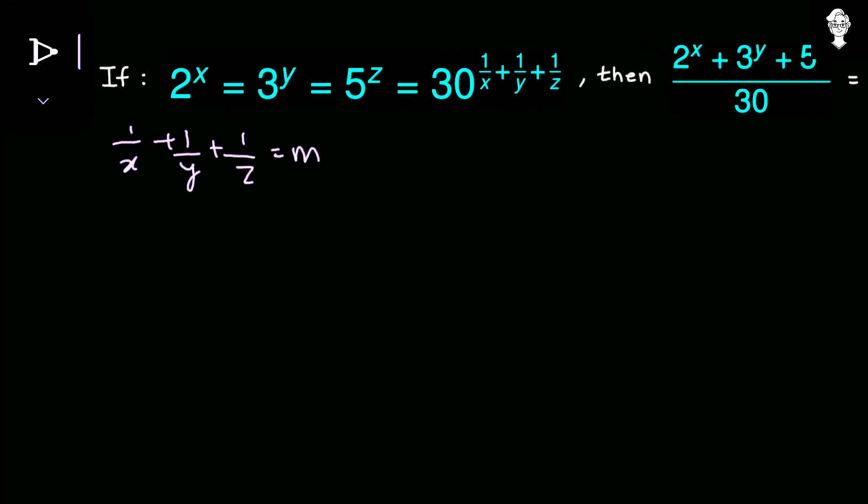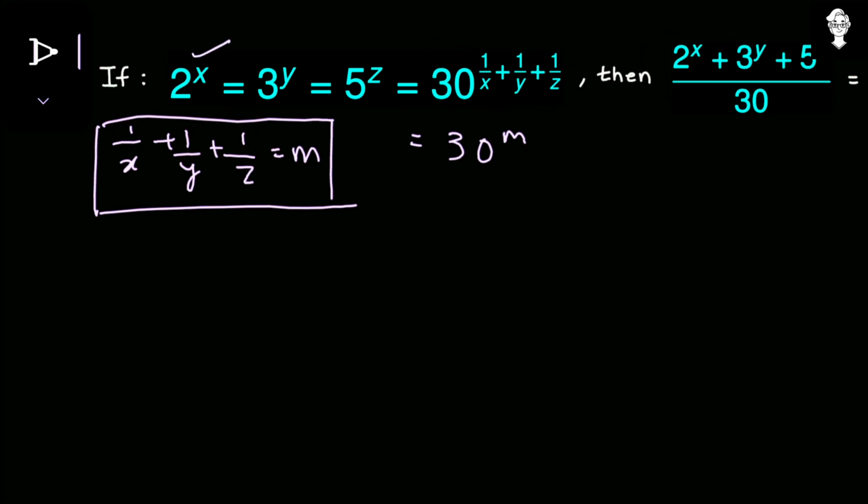So what we have now is 2 to the power x is equal to 3 to the power y is equal to 5 to the power z is equal to 30 to the power m, as this thing has been considered as m. Okay. So now what we will do is compare 2 to the power x with that particular thing. So 2 to the power x is equal to 30 to the power m. Okay. So from here I will take natural log on both the sides. So natural log of 2 to the power x would be equal to natural log of 30 to the power m.